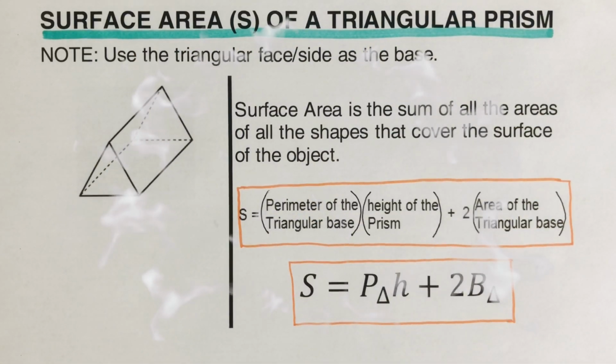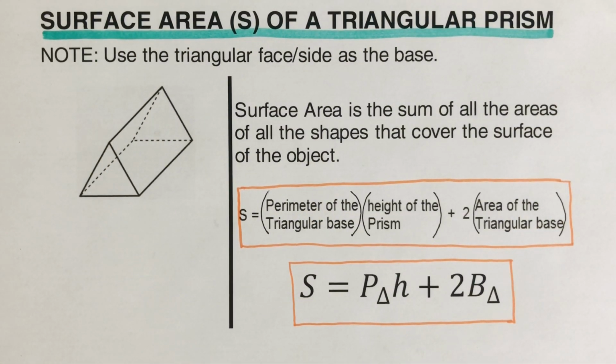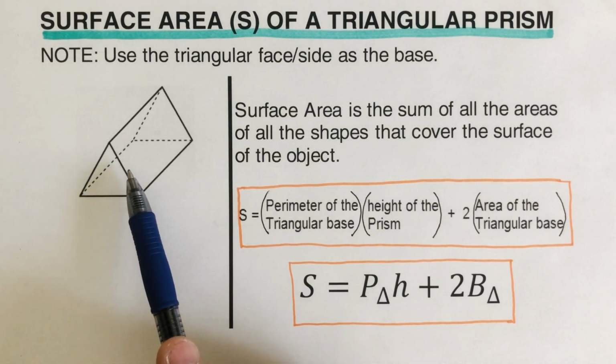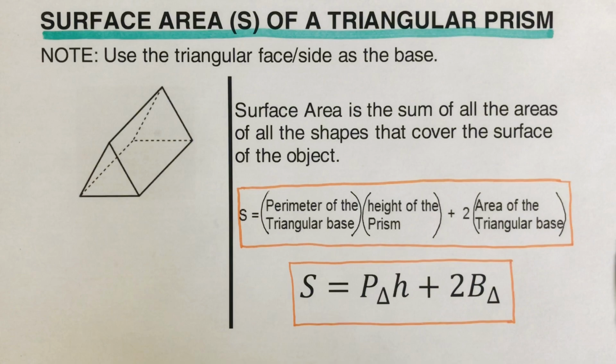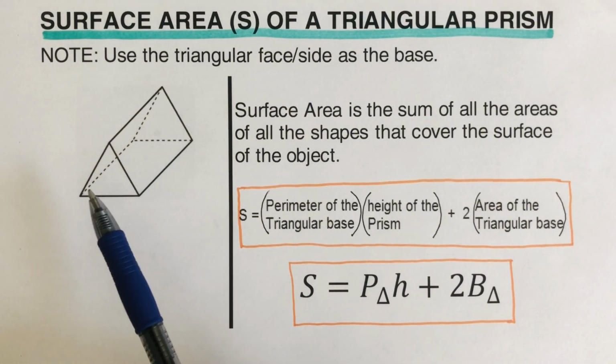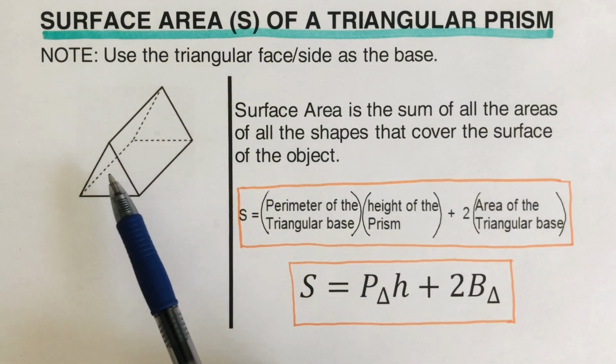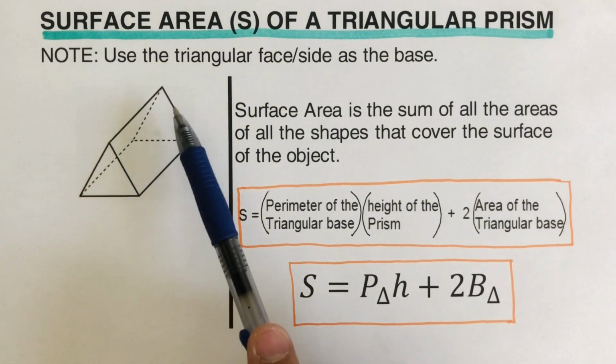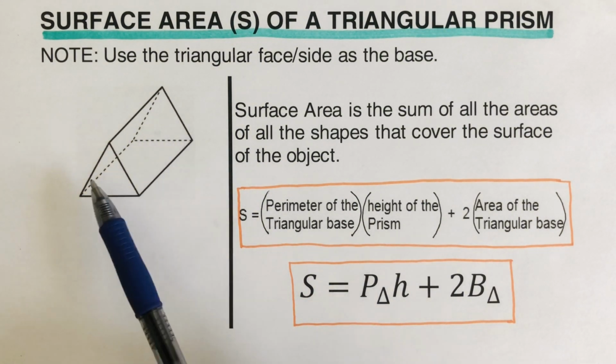Hello everyone. In this video, we are going to determine the surface area of a triangular prism. So this is an example of a triangular prism right here. It is called a triangular prism because two of its faces are triangular in shape. The two faces right here, the front and the back, are triangular.